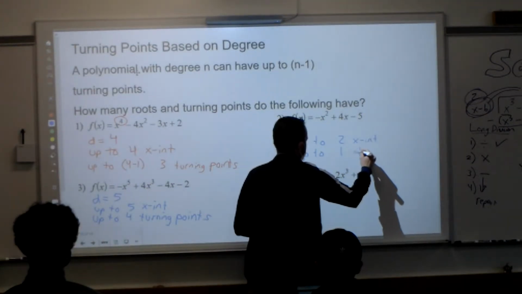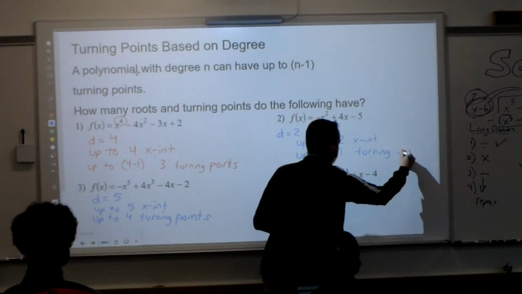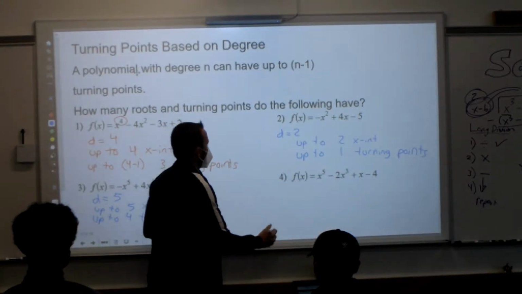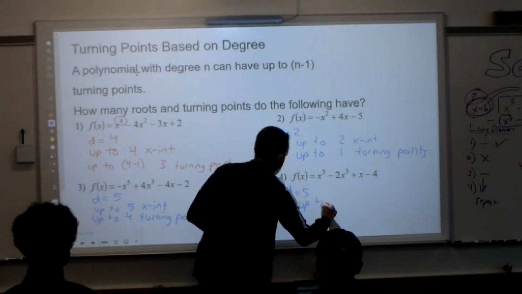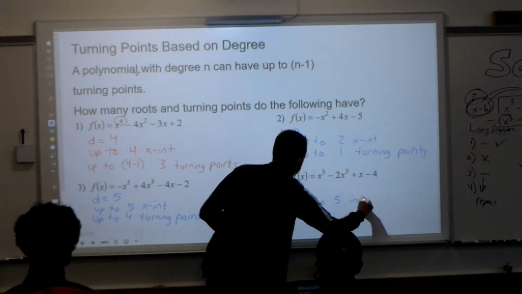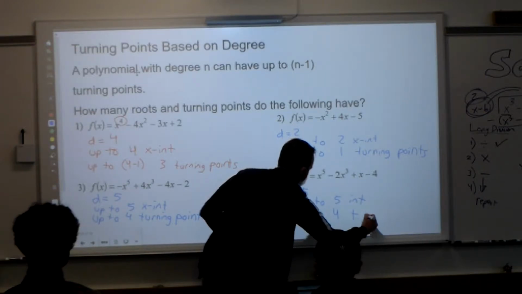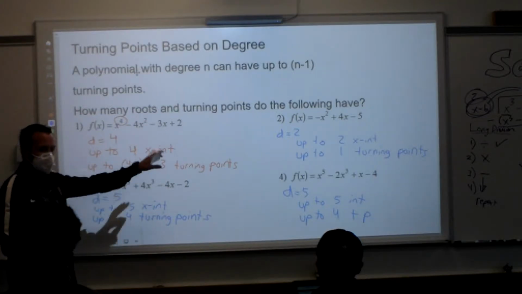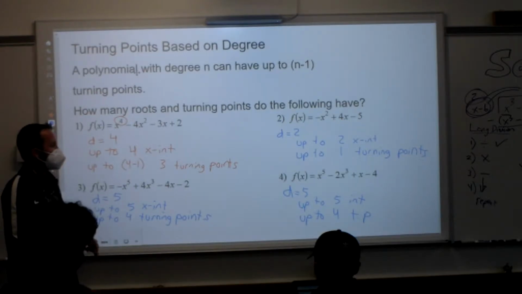Turning points. Awesome. Emma, I'm going to have you help me out for the next one. What is our degree? What does that mean? Nice. Thanks, Emma. Thanks, Brian. Is this okay, guys? I hope this is pretty basic. It's going to get a little bit trickier as we keep going, but if you just keep those things in mind, we're good.